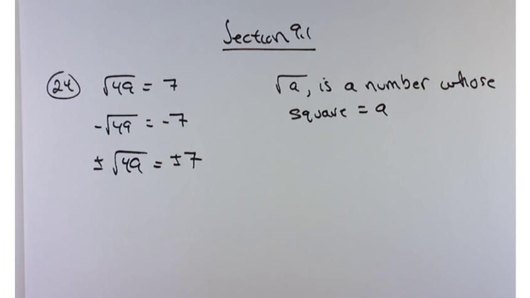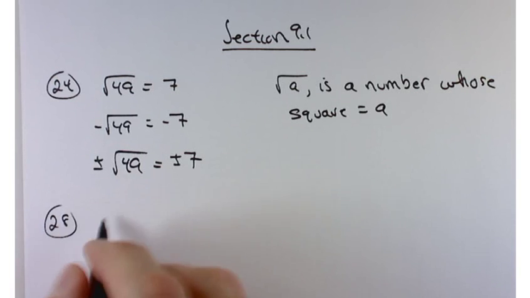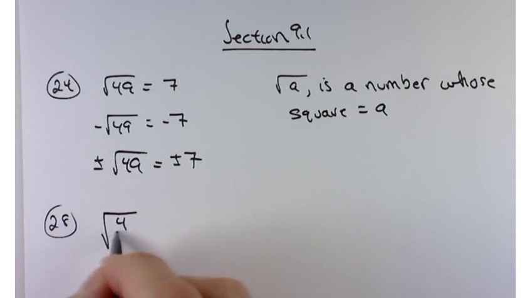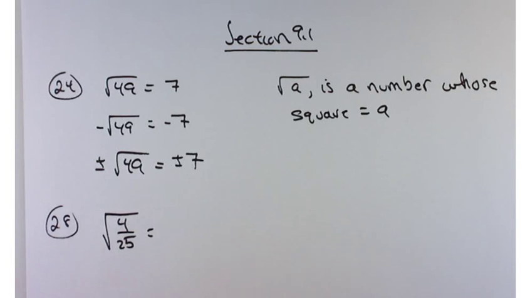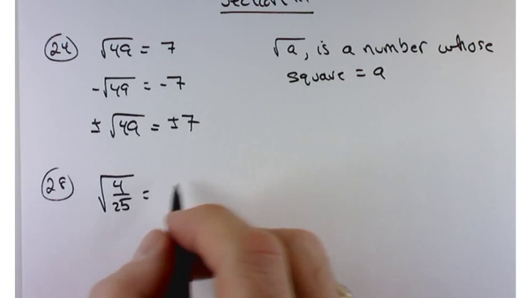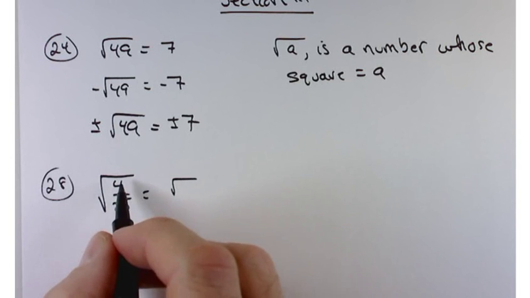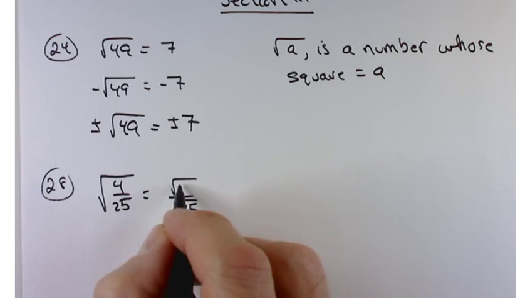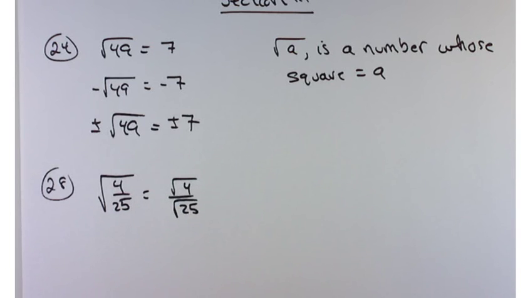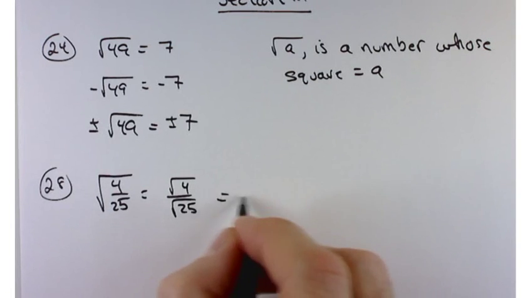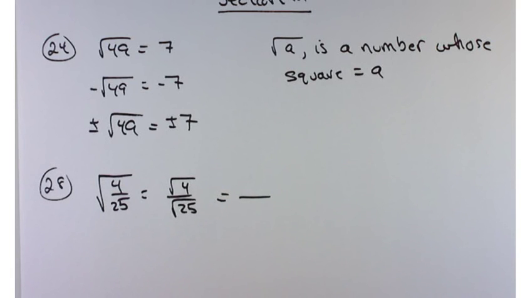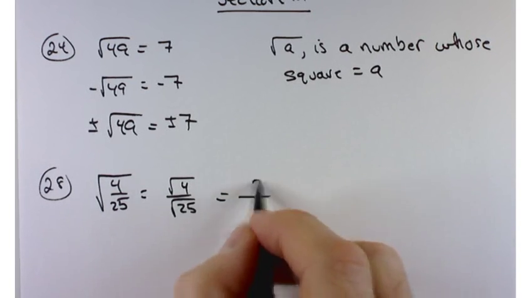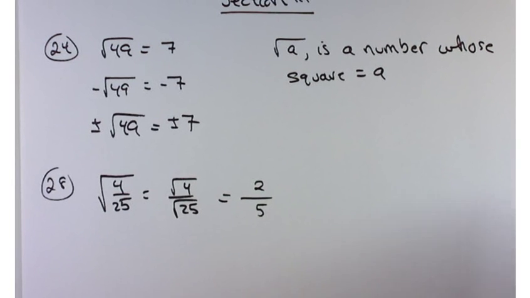Now let's play around with a few more things with radicals. Take a look at problem number 28, for instance. Square root of 4 over 25. Well, what we can do with multiplication or division is break it up. You can't break up a radical across addition or subtraction, but you can across multiplication or division. So I'll break this up. Square root of 4 over 25. Sydney, how would that simplify? Good, 2 over 5.